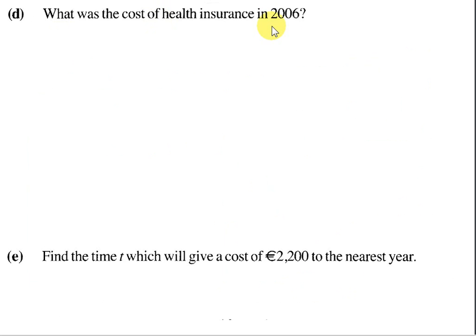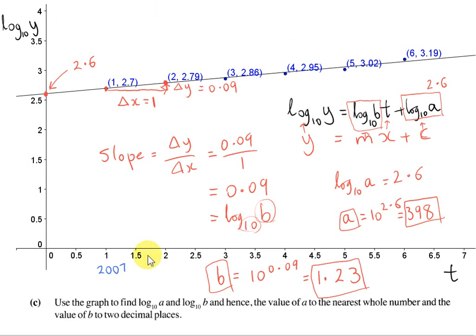What was the cost of health insurance in 2006? Now, the independent variable is the time in years. It is the number of years after 2006. So number 1 corresponds to the year 2007. Number 2 corresponds to the year 2008. So these are the number of years after 2006.